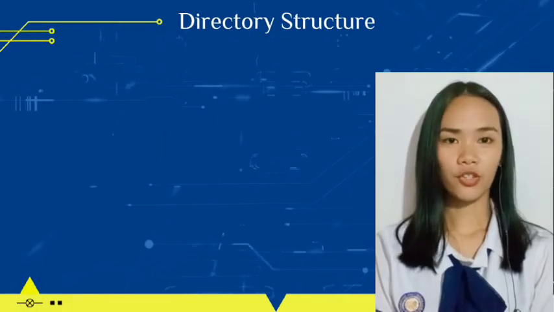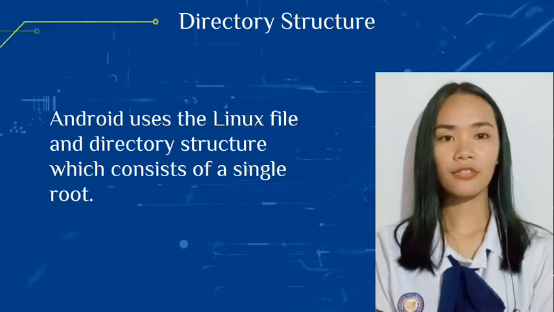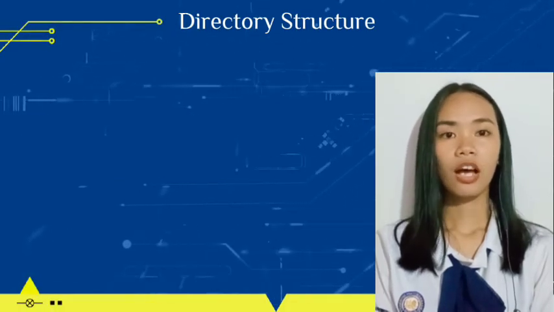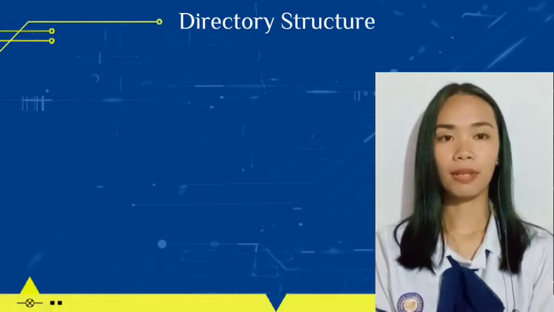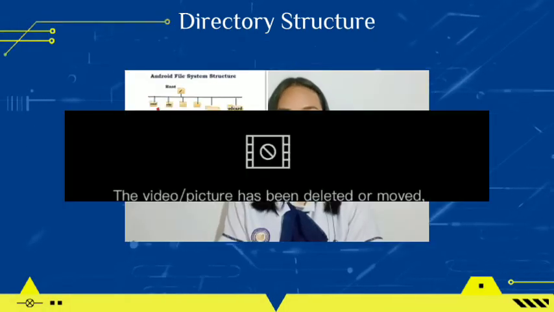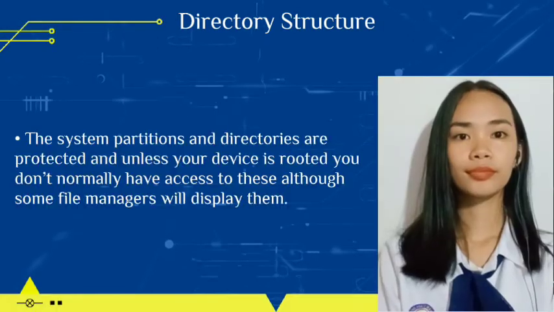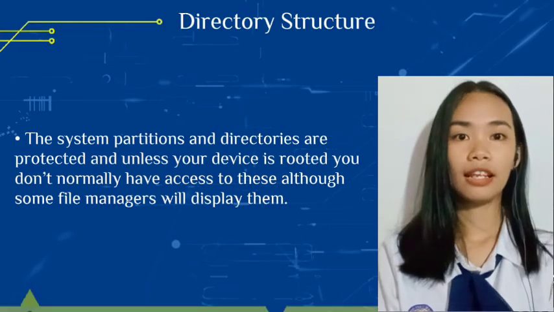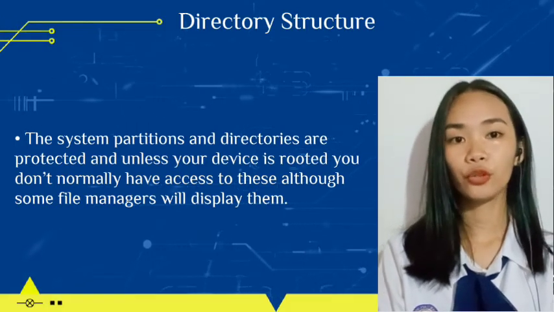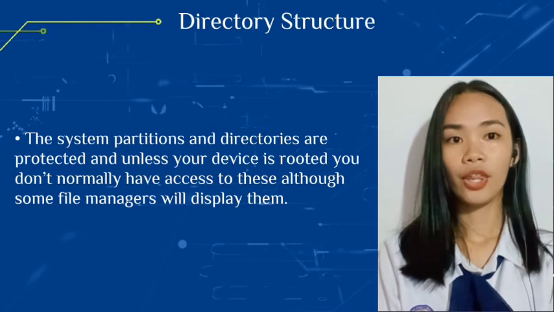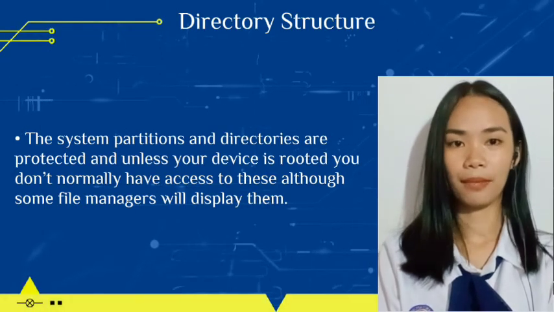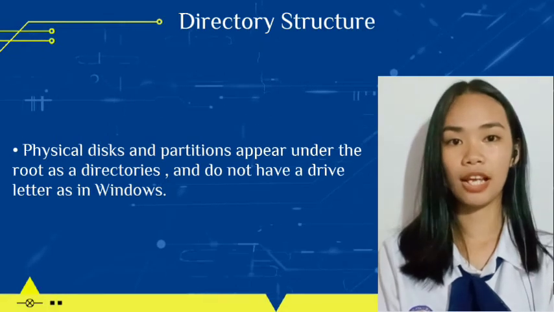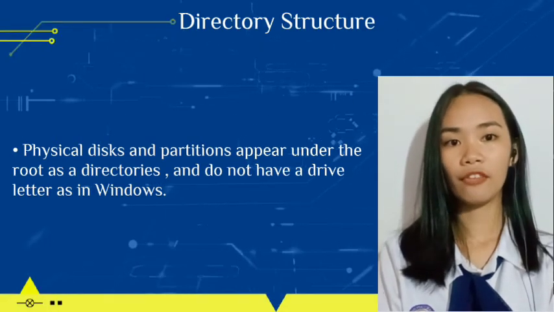Directory structure. Android uses the Linux file and directory structure, which consists of a single root. All drives and partitions are displayed as directories in this tree-like structure. The system partitions and directories are protected, and unless your device is rooted, you don't normally have access to the root, though some file managers will display them. Physical disks and partitions appear under the root as directories, and do not have a drive letter as in Windows.